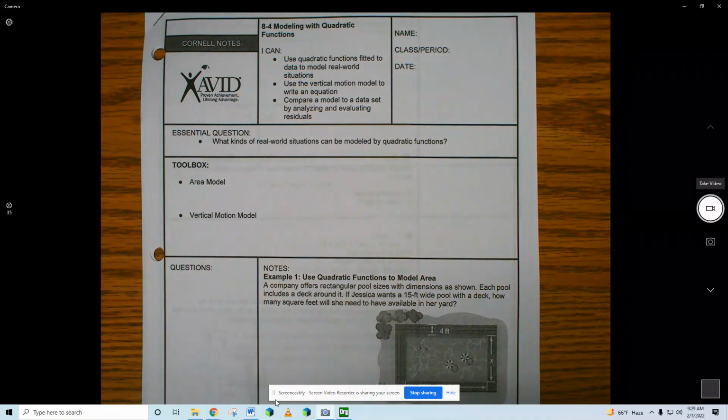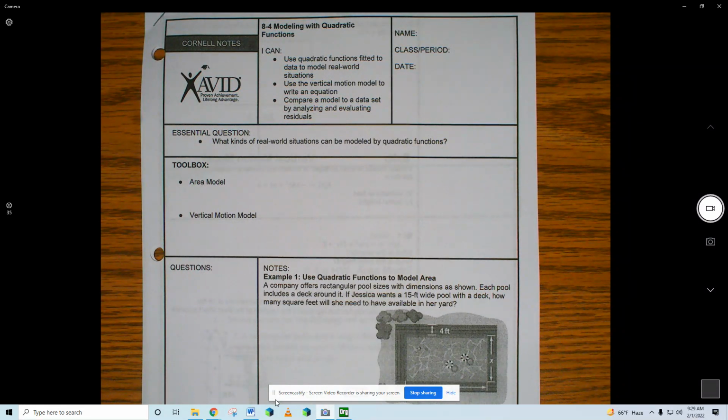So we're starting chapter 8, lesson 4. We're talking about real life situations where there's going to be geometry, using area, length times width, and having to figure out how much space I'll need if I want to build a pool or a garden, or perhaps I'm going to put a picture in a matted frame around it, things like that.